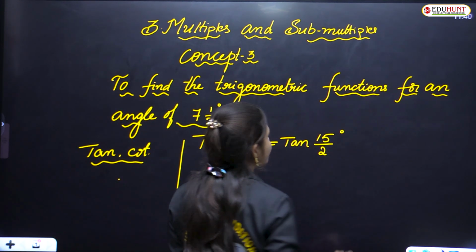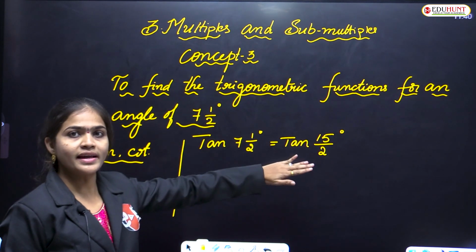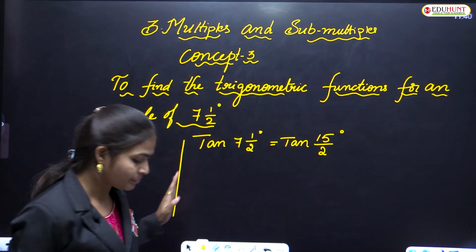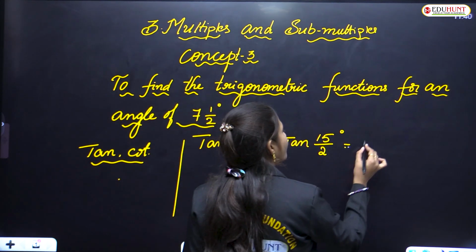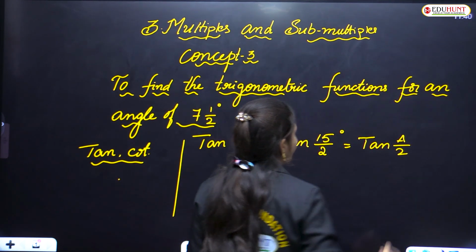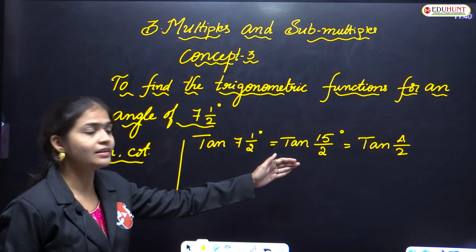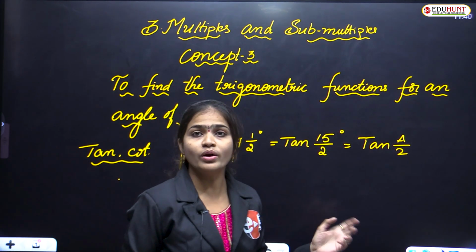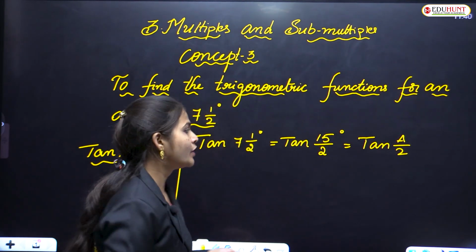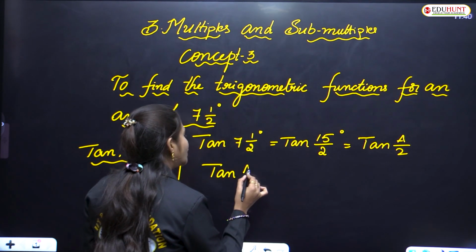So what is that? Tan 15 by 2 degrees. Children, just observe this. This is in the form of tan a by 2. We already learned the tan a by 2 formula in the previous video. So what is the tan a by 2 formula? It is the derivation we learned, no?